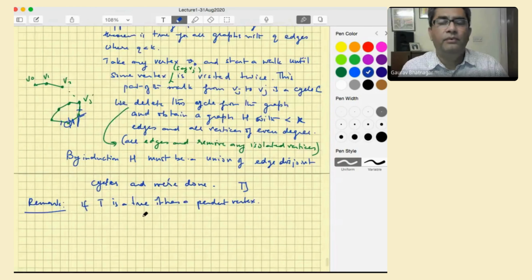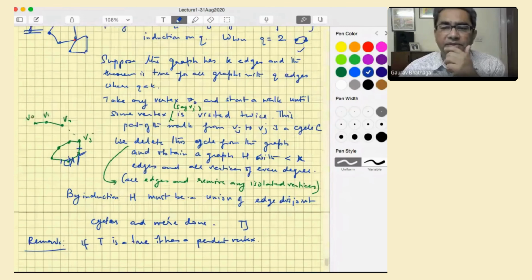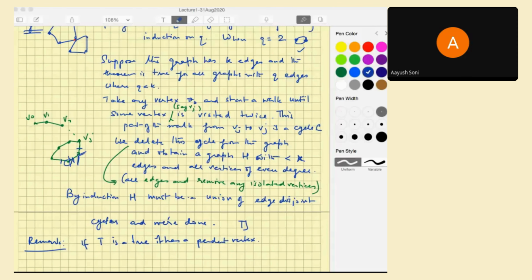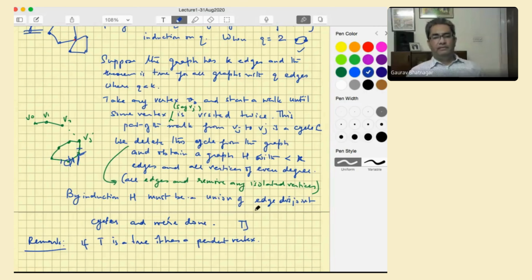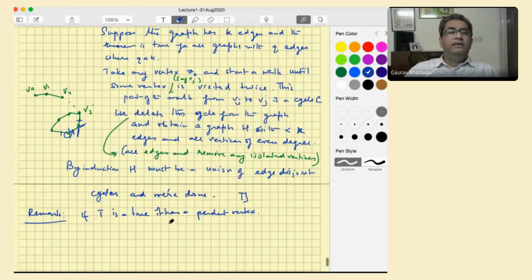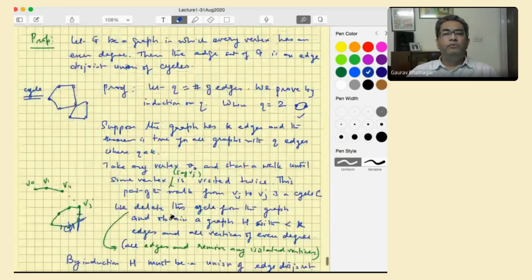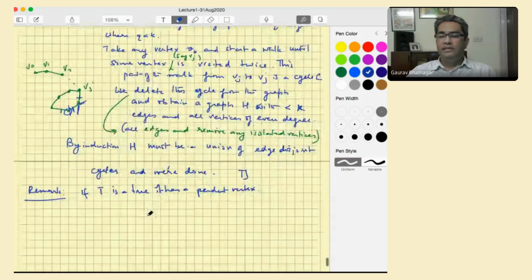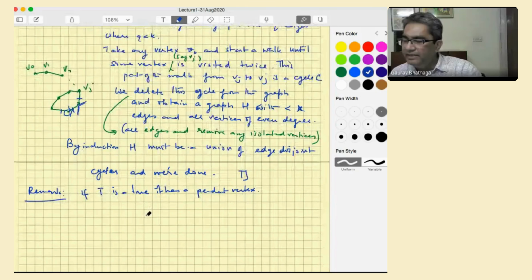Yeah. Okay. Ayush, you were saying? No, I was just going to say the same thing. If there is no cycle, then at least one of the vertices must have degree one. Right, right. Okay, so this proof is easy, and this makes the other one very easy actually.